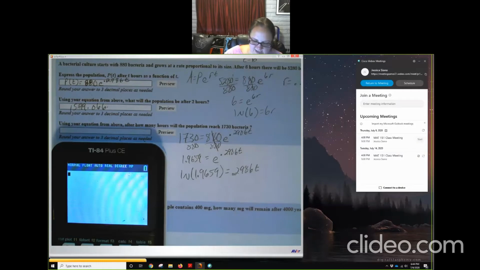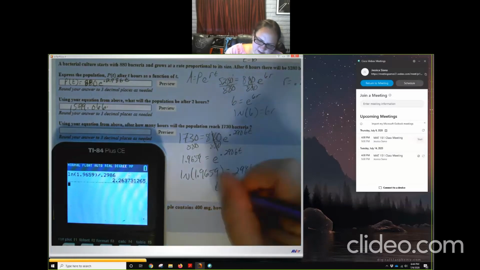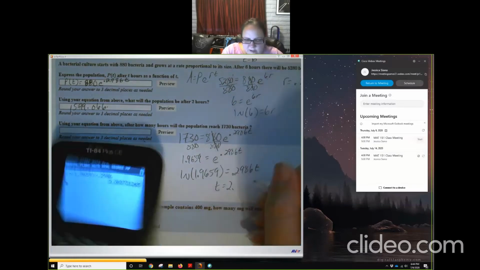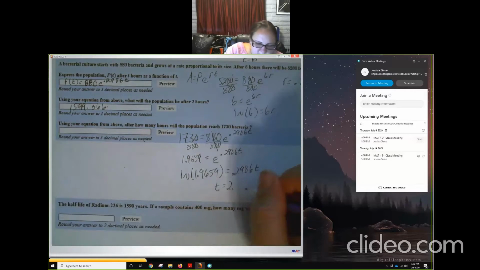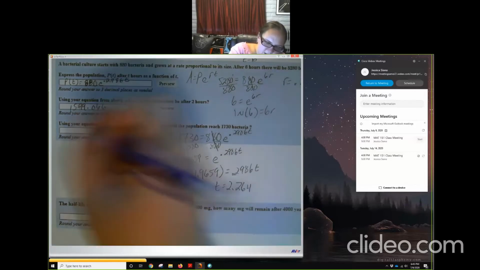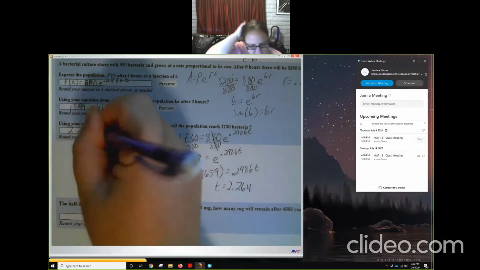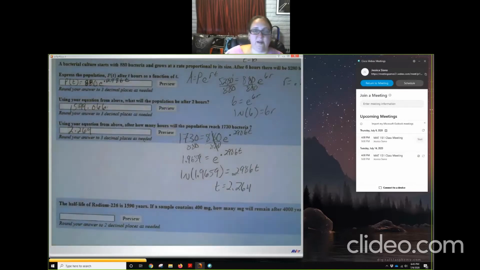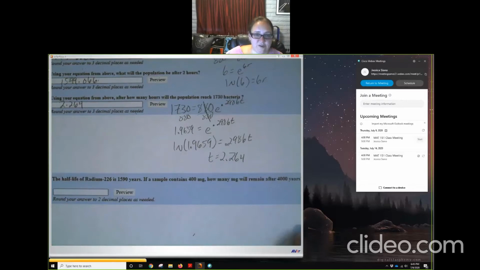The ln of 1.9659 divided by 0.2986 is 2.264. A lot of these are like the same equations over and over and over again.